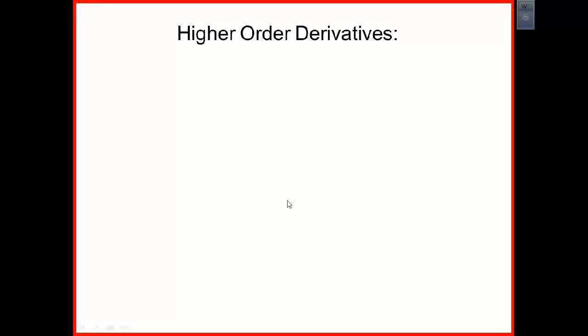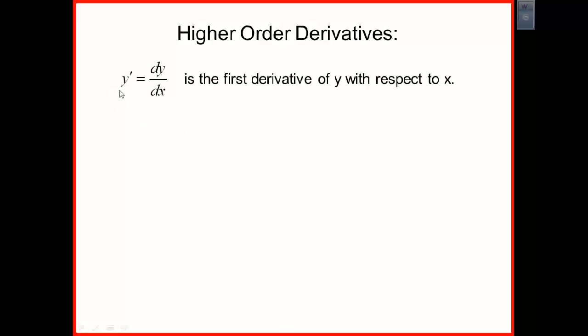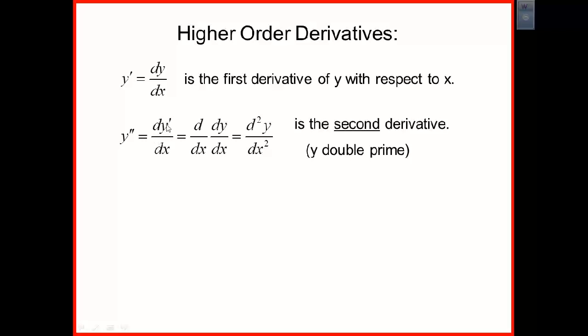All right, now higher order derivatives. We can take the derivative of a function over and over again, and we get the derivative of the derivative, the derivative of the derivative of the derivative, and so on. You get the idea. So if y prime equals dy dx is the first derivative of y with respect to x, we can take its derivative, the derivative of y prime with respect to x, and we're going to get y double prime, or d squared y over dx squared. These are the two ways that you're going to note the second derivative.